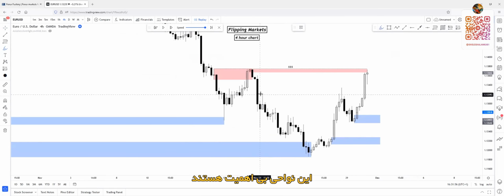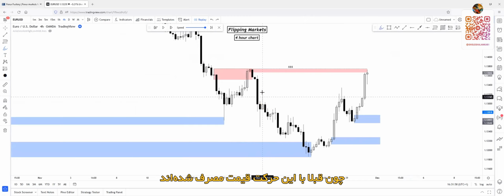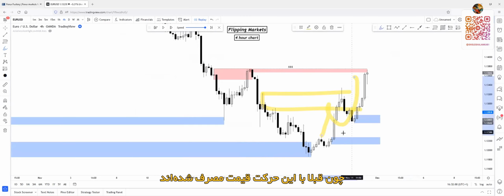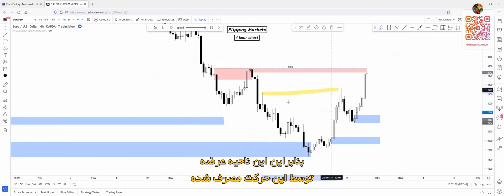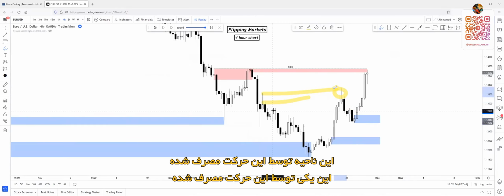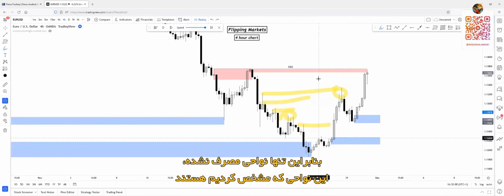These zones are irrelevant because they have already been mitigated by the following price action, as you can see. So this supply zone is mitigated by this, which is mitigated by this, which is mitigated by this. So the only unmitigated areas left are these zones.